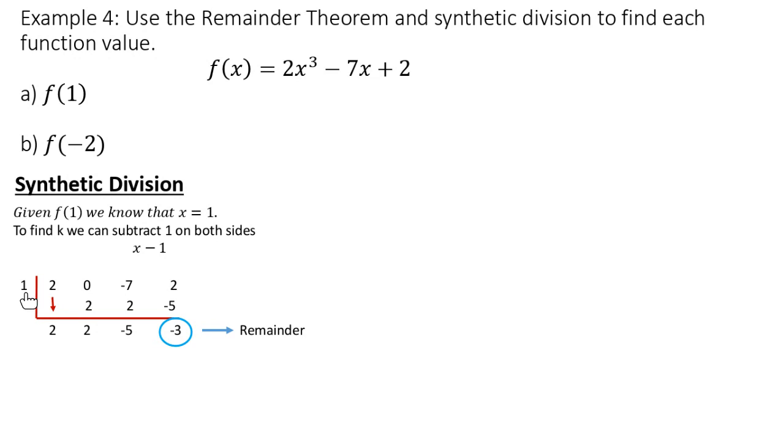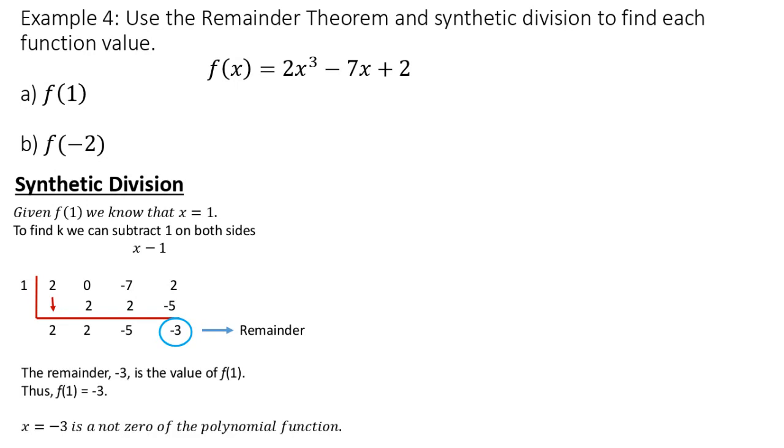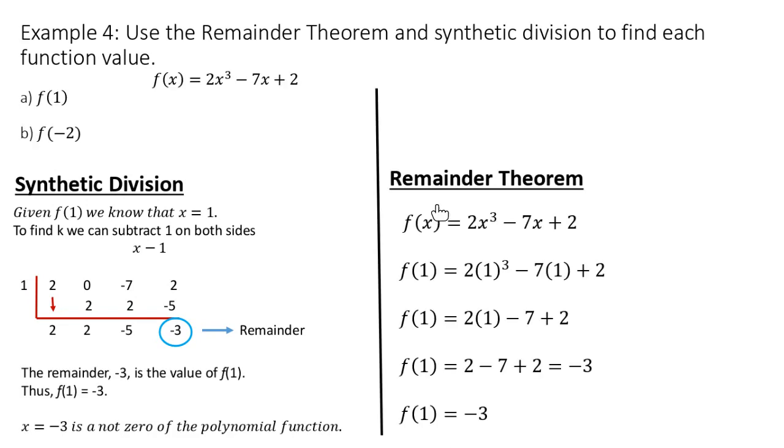So if I did synthetic division, I would have my 1 here, bring down my 2. 1 times 2 is 2. 2 plus 0 is 2. 2 times 1 is 2. Plus negative 7, negative 5 times 1. Negative 5, we get negative 3. So that's our remainder. But notice what happens now. If we use the remainder theorem, and if I want to find what f of 1 is, if I plug in the 1 for all my x's and I simplify, then I get 2 minus 7 plus 2 gives me negative 3. And so notice that this negative 3 and this negative 3 are the same. And so the remainder theorem is just a short way of finding your remainder instead of using the synthetic division.